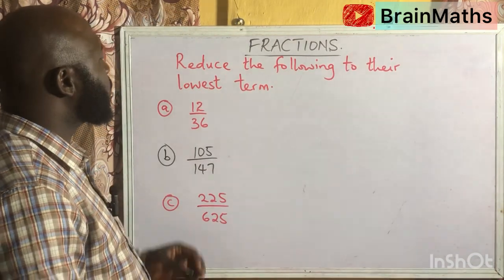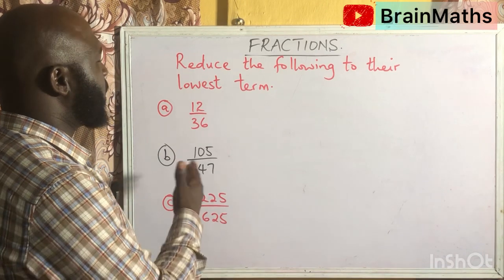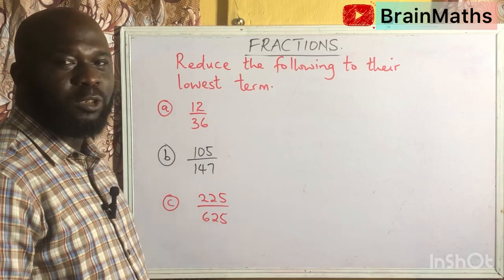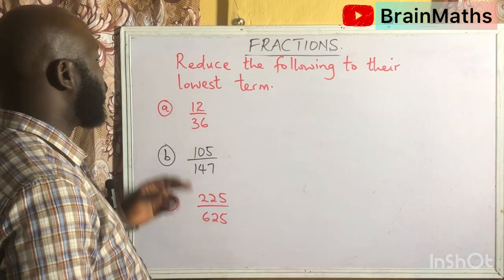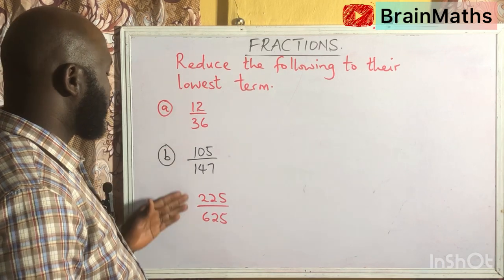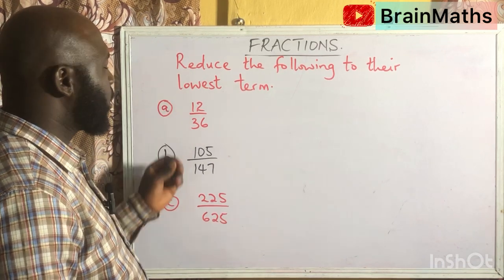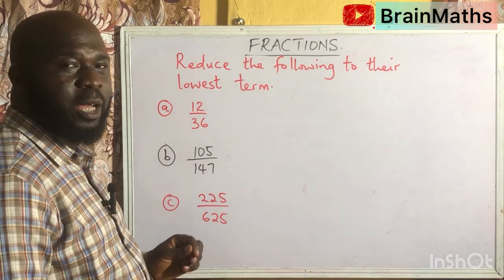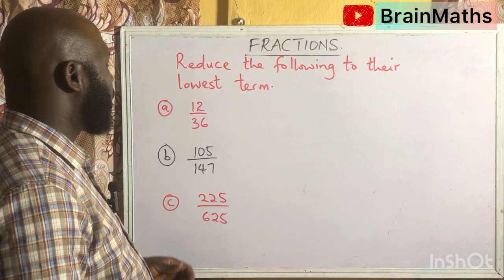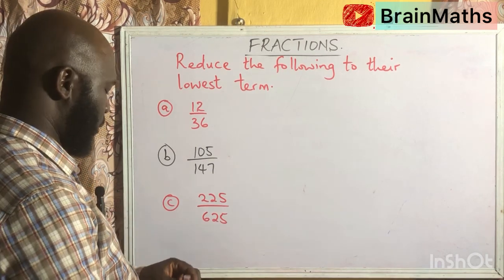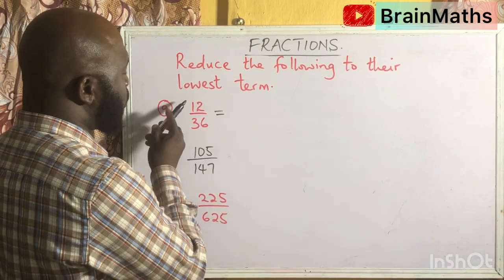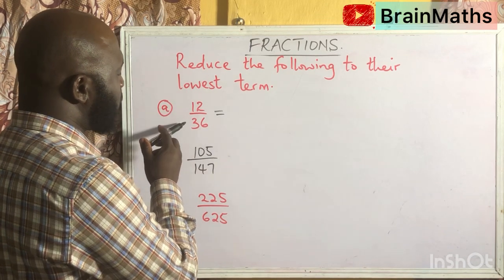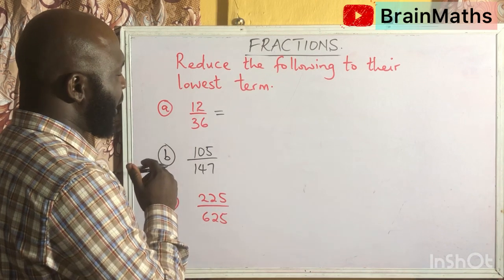Now let's try to reduce these fractions to their lowest terms. What it means to reduce a fraction to its lowest term is that you have to divide the numerator and denominator by common numbers, as long as it is possible, until there is no number to divide by again. If you look at 12 and 36, for instance, you know that 2 will divide 12 and 2 will divide 36.